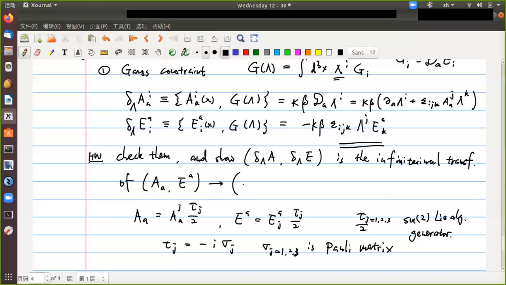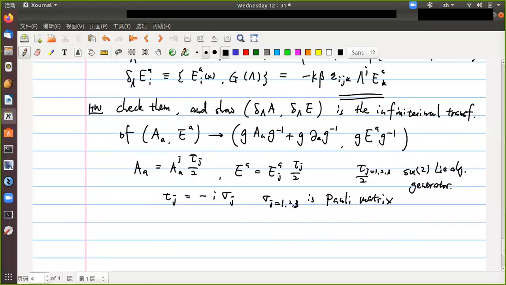Okay, so what is the finite gauge transformation for those quantities? It is given by this: A goes to G A G inverse plus G partial G inverse. G is a group element, more precisely an SU(2) group valued function, and E is just transformed by conjugation.